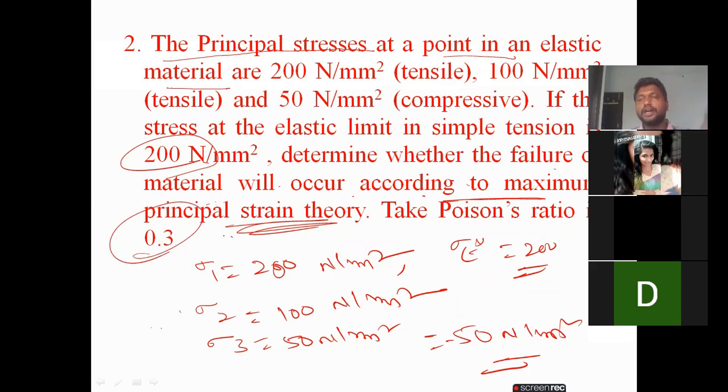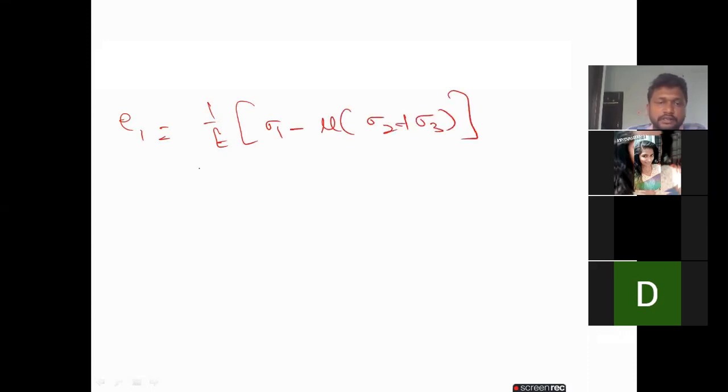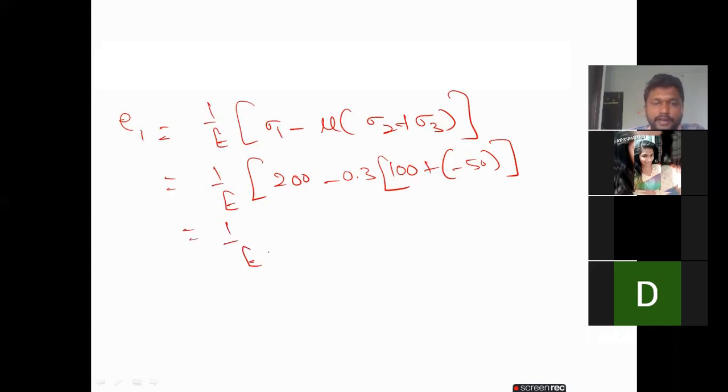I already told you two formulas just now, the E1 and E2 formulas. How will we calculate for this one? E1 equals 1 by E into sigma 1 minus mu into sigma 2 plus sigma 3. So 1 by E into sigma 1 is 200, minus 0.3 into sigma 2 which is 100, plus sigma 3 which is minus 50. So 1 by E into 200 minus 0.3 into 150. Tell me this value, how much will we get?